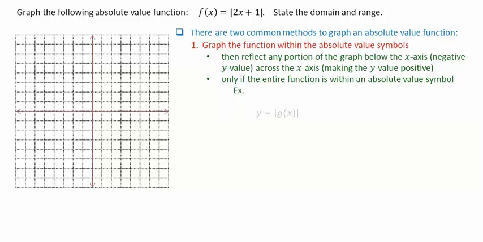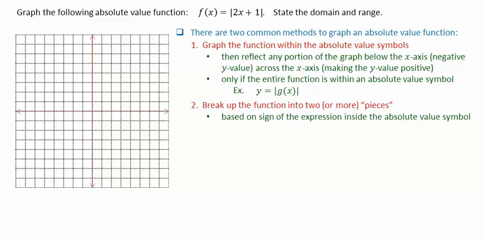As an example, y = |g(x)|. That's what we have in this particular question, and so I will be using this method for this question. The second method that is possible is to break up the function into two or sometimes more pieces. This is called using the piecewise method.